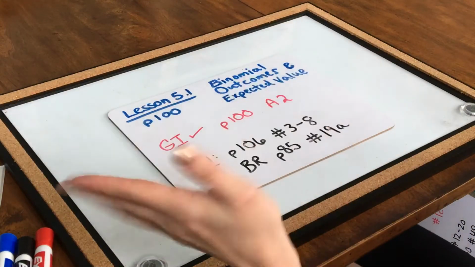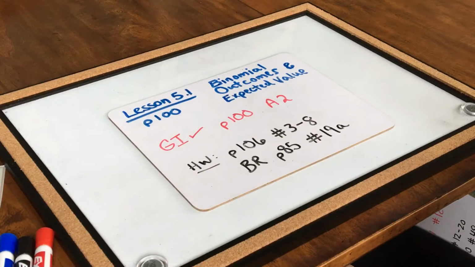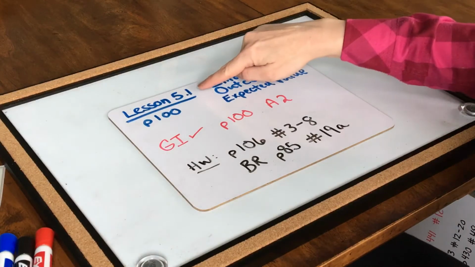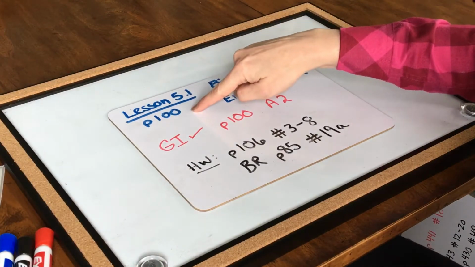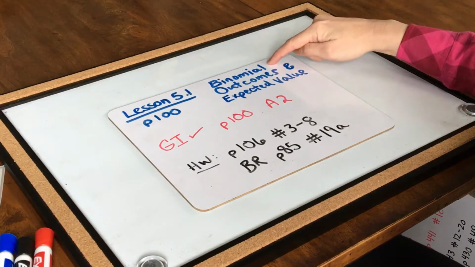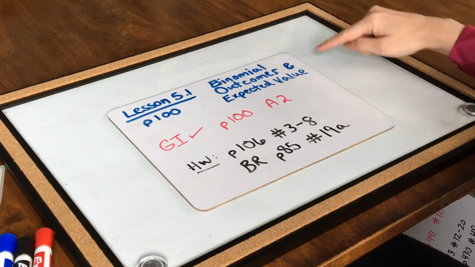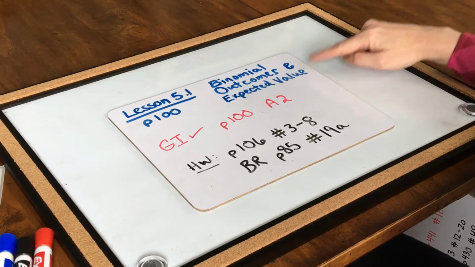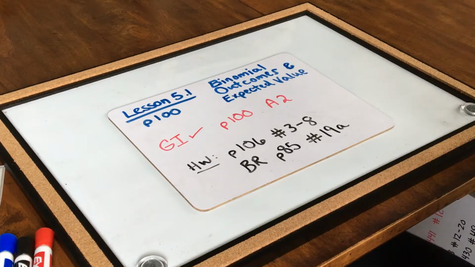Hi, 7th grade. Today we're doing the final lesson from What Do You Expect, which is lesson 5.1. It's going to start on page 100 of your book. The title for this section is called Binomial Outcomes, and this particular section is called Expected Values. This is the first time we're going to be talking about binomial outcomes and the special properties that they have. This is the only section we're going to do in lesson 5.